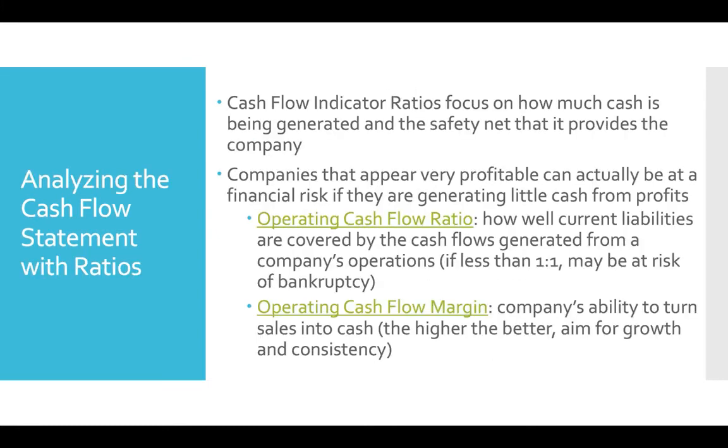So when analyzing the cash flow statement, the cash flow indicator ratios focus on how much cash is being generated and the safety net that it provides the company. Now, some companies that appear very profitable can actually be at a financial risk if they are generating little cash from profits. So the operating cash flow ratio lets us know how well our current liabilities are covered by the cash flows generated from a business. If the ratio is less than 1-to-1, we may be at risk of bankruptcy. The operating cash flow margin is the company's ability to turn sales into cash. Here, the higher the margin, the better, and we want to aim for growth and consistency.